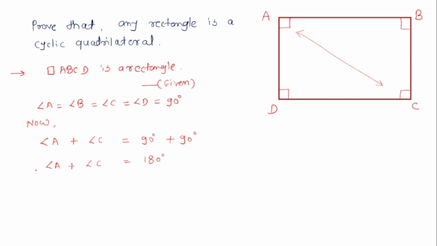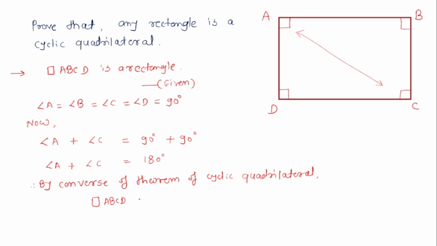So by the converse of the theorem of cyclic quadrilateral, we have quadrilateral ABCD is a cyclic quadrilateral. So that is what we wanted to prove, as we have to show that every rectangle is a cyclic quadrilateral. We have taken one rectangle ABCD and lastly we have shown that it is a cyclic quadrilateral. So that's why if we take any rectangle, it is a cyclic quadrilateral.